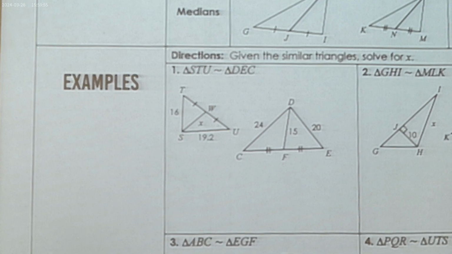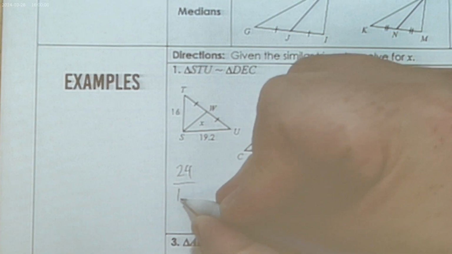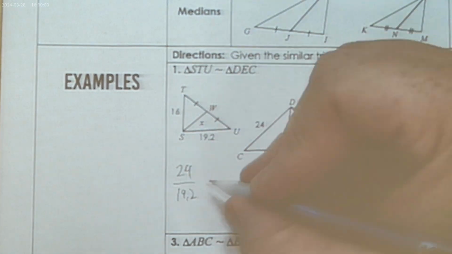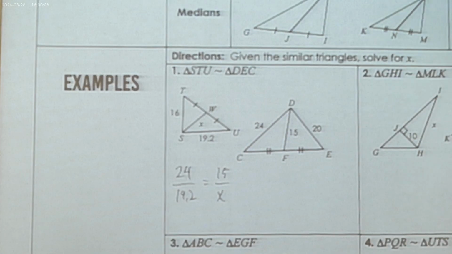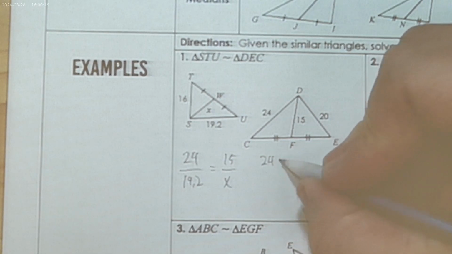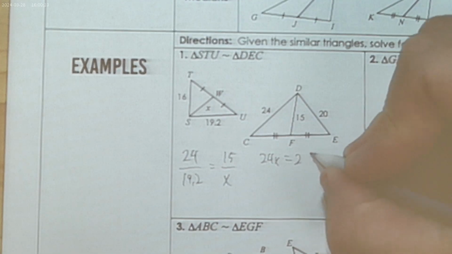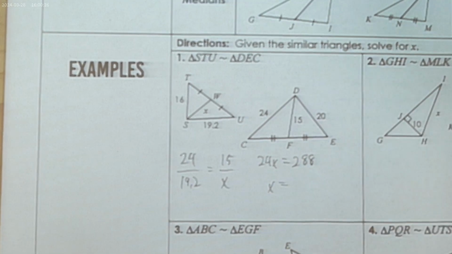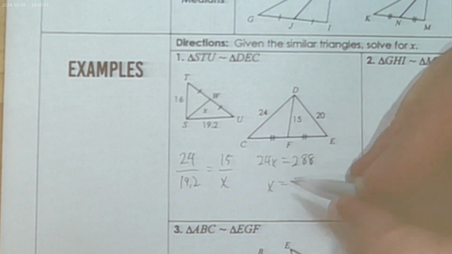So going large to small, I'm going to go from 24 to 19.2. That is going to give me the same as 15 to x. So now that I have the scale factor set up, now that I've got the algebraic expression set up, now I can solve for x. So that gives me 24x equals 15 times 19.2, which gives me 288. Therefore, x equals 288 divided by 24, which equals 12.